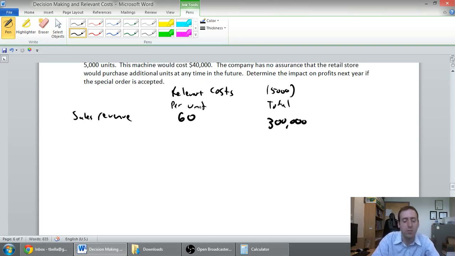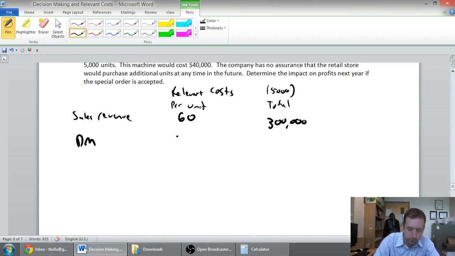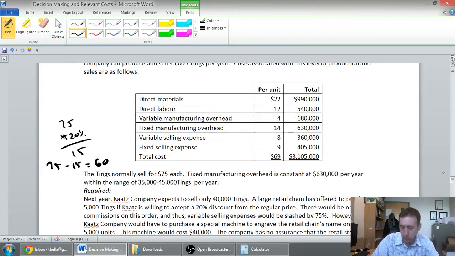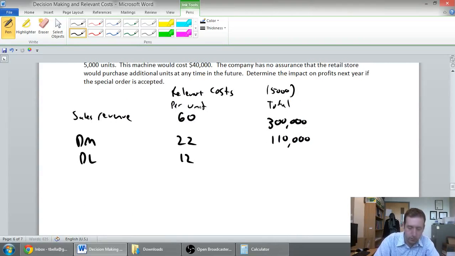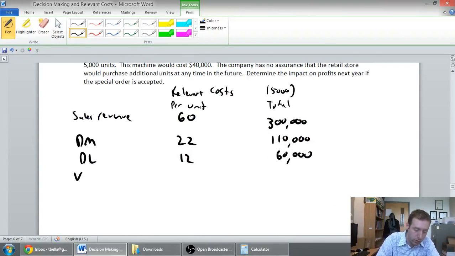Let's see what we're going to have flow out. So our relevant costs are, as we just said, materials, and our materials were $22 a unit, which gives us $110,000 in cost. Our labor cost of making these is $12 a unit, which gives us $60,000 in cost total. Our variable overhead we said was relevant, $4.